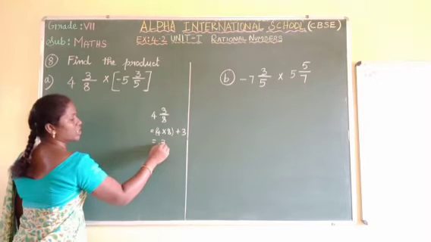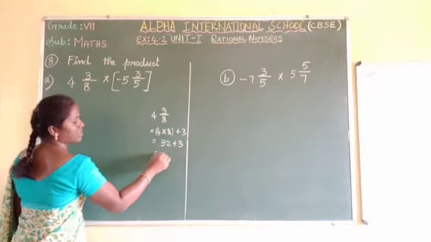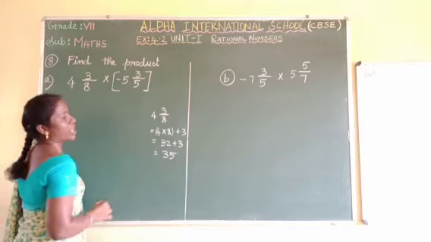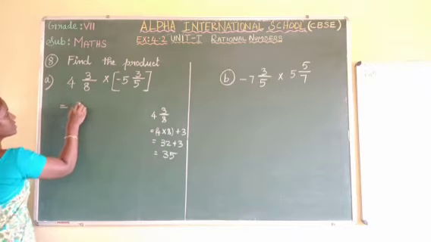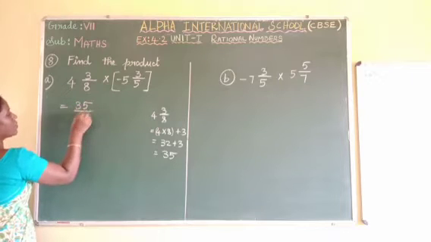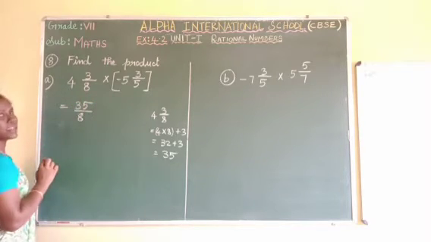8 4s are 32, plus 3 is equal to 35. We have to calculate like this. So for x, 4 8s are 32, 32 plus 3 is 35 by 8.